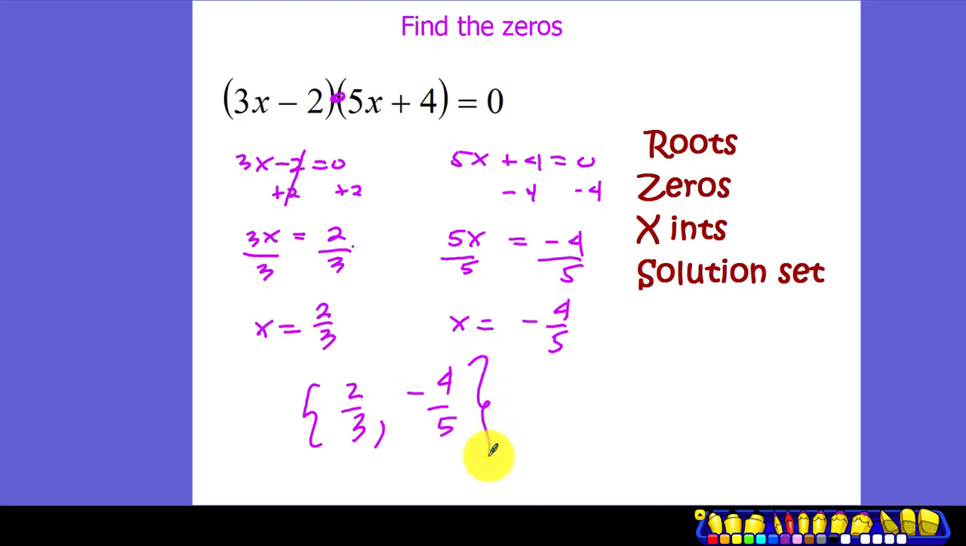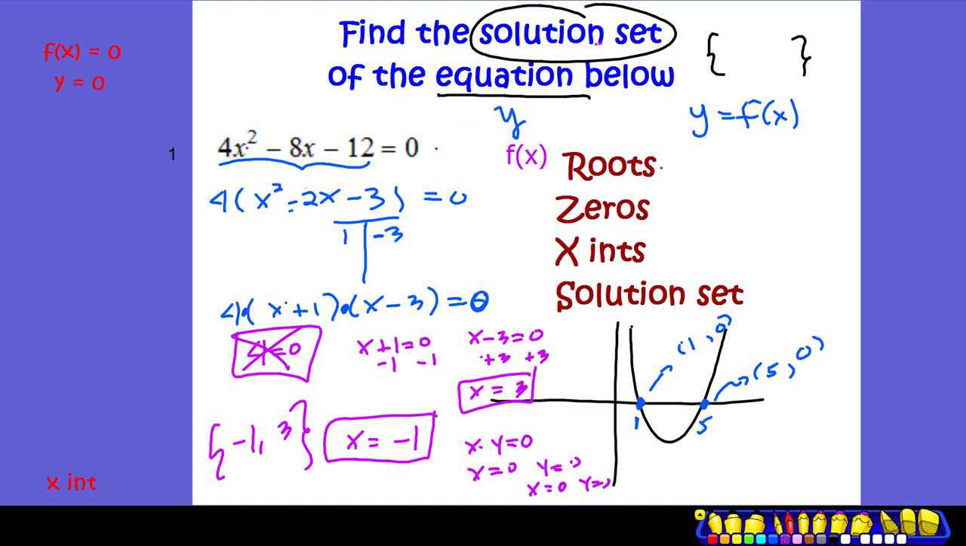Now, I hope you're not confused with the curly braces. Curly braces is used if the order is not important. You can rearrange this as negative 4 over 5 comma 2/3. Okay, compared to a parenthesis wherein the order is very important. Okay, so there we go. That's all that we need to do if we have factors given. Okay, if you have expression like this, you need to just factor the left side and then solve for your factors.